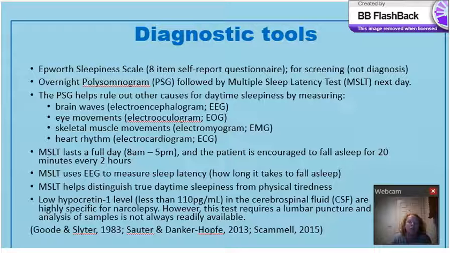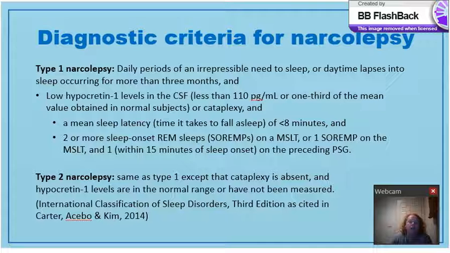In addition, low hypocretin 1 levels in the cerebrospinal fluid are highly specific for narcolepsy. However, this test requires a lumbar puncture, and analysis of samples is not always readily available. The International Classification of Sleep Disorders, 3rd edition, contains the diagnostic criteria for narcolepsy.